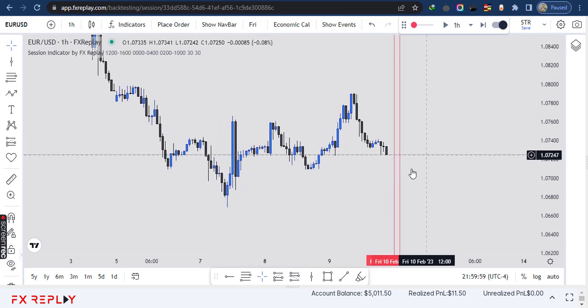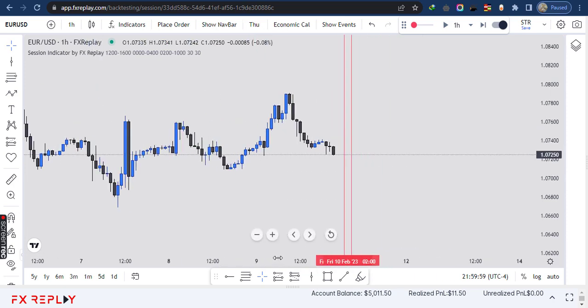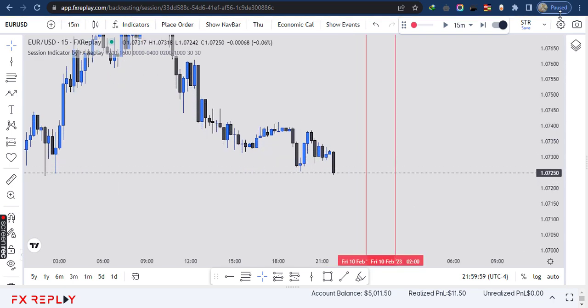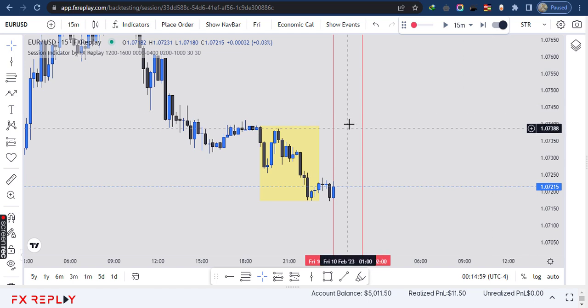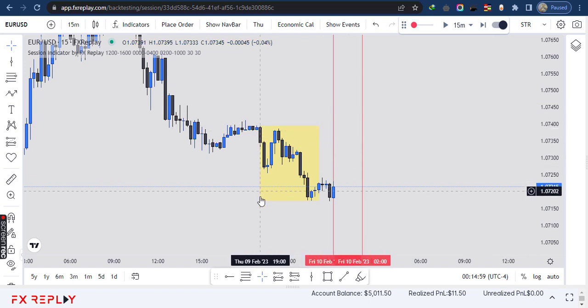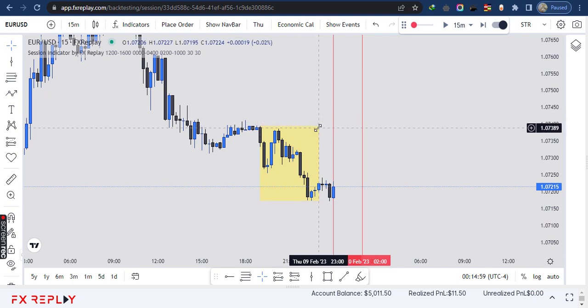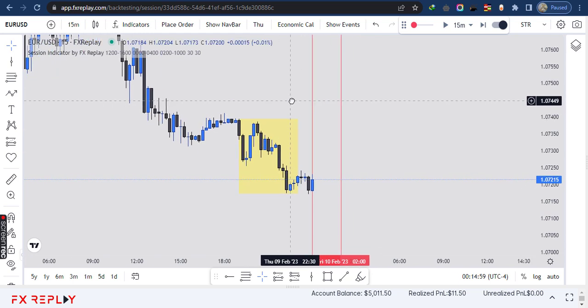Now I want you to go to the 15-minute and then monitor price. This yellow rectangle is the Asian session range. All right, so it's easier for me to see it. This is just an indicator, there are plenty on TradingView. Just pick one.